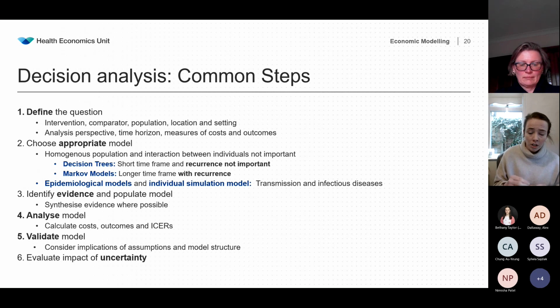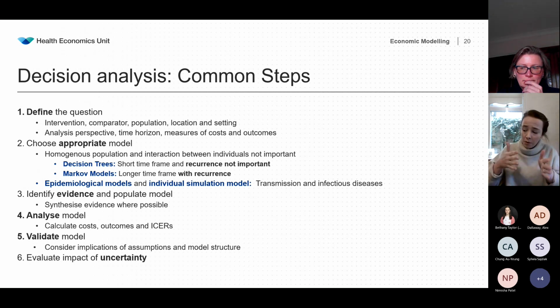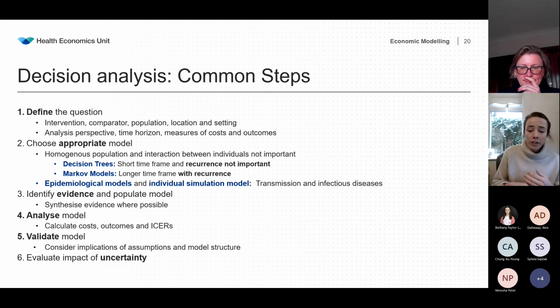So common steps in decision analysis are: One, you're going to define the question. So what's your intervention? What's your comparator? Remember, you always have a comparator. There's never a situation in which you'd be doing an economic evaluation without something that you're comparing against. This is really key. It's a common misunderstanding, especially with new tech. They want to say there is no comparator, we're the only one. Okay, but then you're comparing against what's currently done, the non-option. The perspective, the time horizon, the measures of costs, how long are you going to look at? Are we looking at a 1-year time horizon, 5 years, 30 years, a lifetime? Knowing and understanding that at the outset is really important. And then choosing an appropriate model.